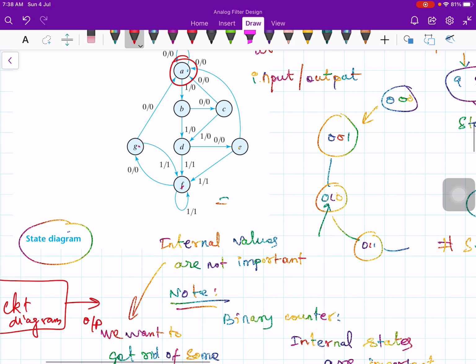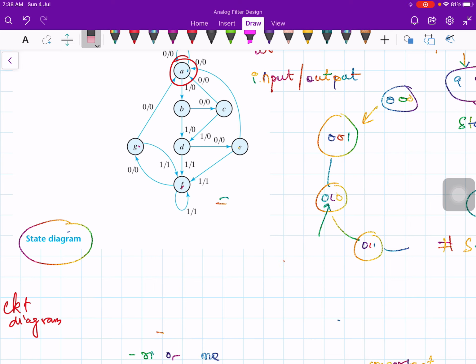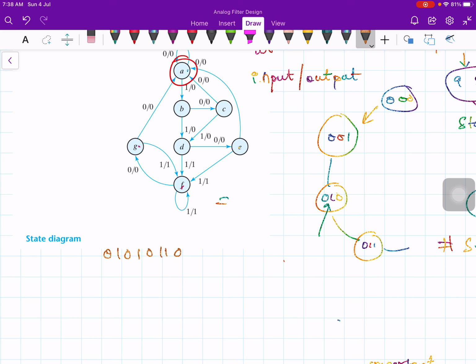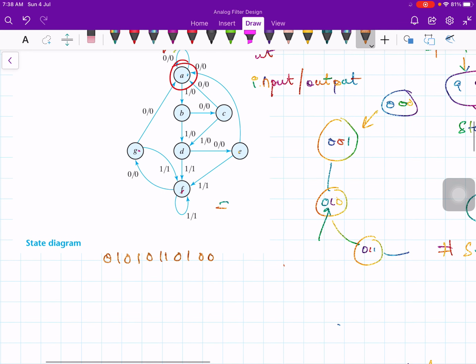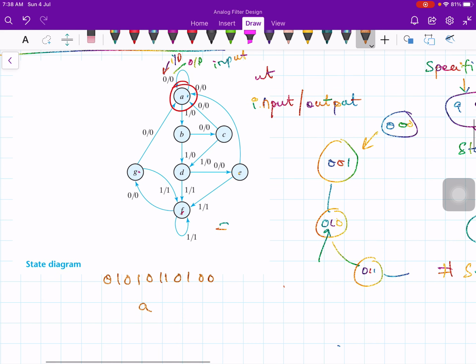Now let me use it here, so that with respect to the figure I'll be able to explain nicely. Around the figure I need space. So 0 1 0 1 0 1 1 0 1 0 0, this is my input sequence. Now let me start from the initial state A, and each input of 0 or 1 produces an output of 0 or 1.